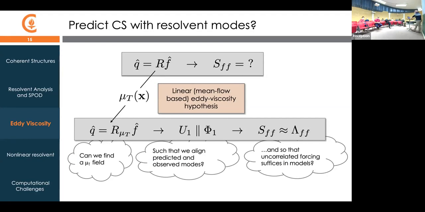So we're going to see if we can find a mu_T field such that, with this modified resolvent operator, it automatically aligns the first resolvent mode with the first SPOD mode. We have all our data from the jet, so we can set up a data-driven optimization to ask whether there is some magic mu_T field that would cause those two things to be aligned. If that's the case, then at least in terms of the first mode, a diagonal forcing model would suffice here, and we've reduced the modeling to a much simpler problem.